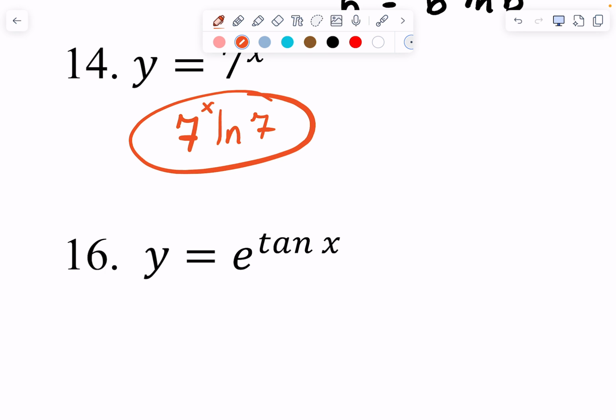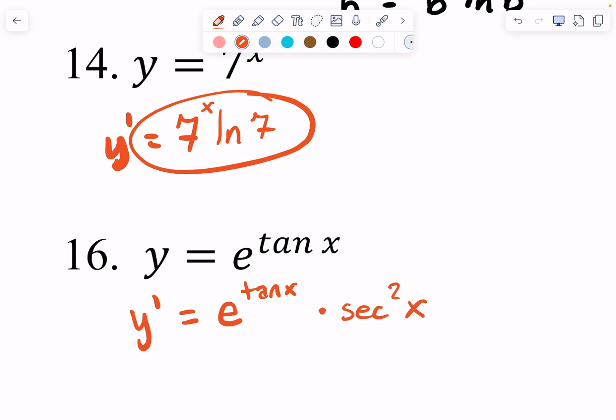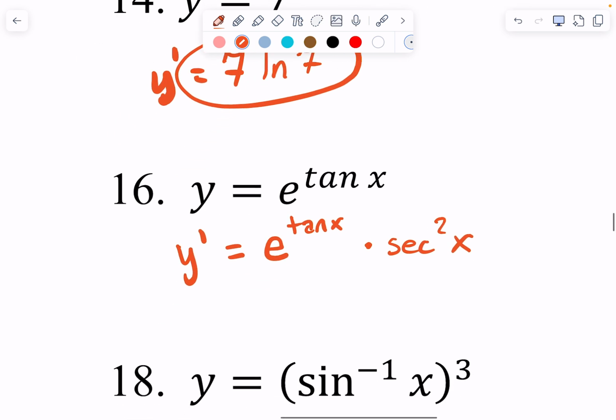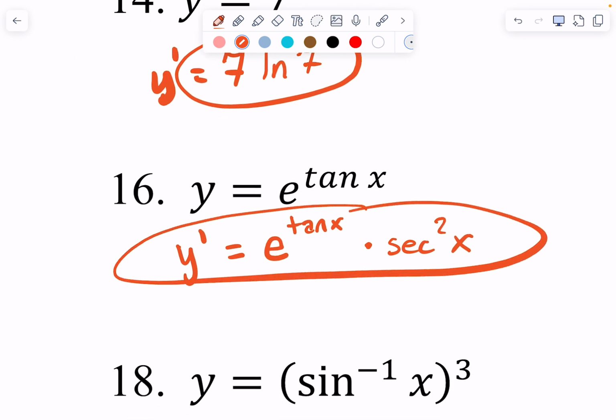Okay, 16. By the way, this is y prime. Y prime equals, what's the derivative of e to the tangent x? E to the tangent x times the derivative of tangent x. The derivative of tangent is secant squared, isn't it? Yeah. Okay, so you could flip those order, but I'm just going to leave them. E to whatever power is the same thing times the derivative of the exponent.